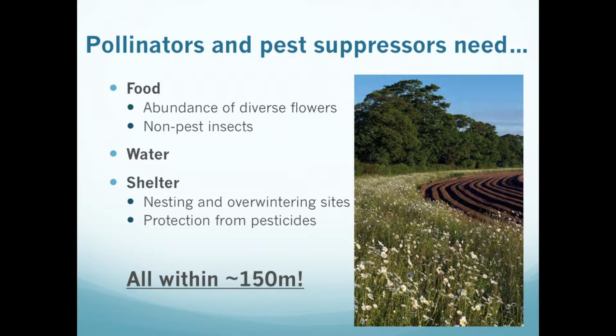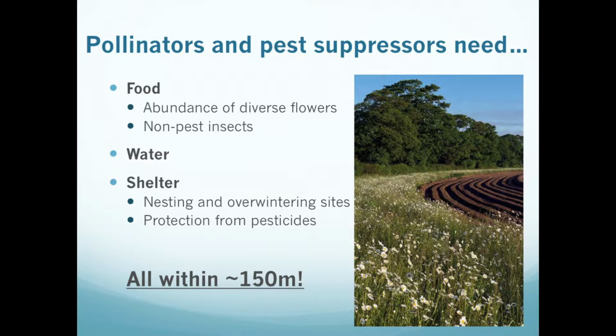They require water as well, and they require shelter, both for nesting and overwintering, and shelter from pesticides and other elements in the environment. And just to think about this, you can't have these different habitat elements scattered across a giant property. They need to be within the same sort of area, because all these guys have different foraging distances that they're willing to travel to get their different habitat needs covered.